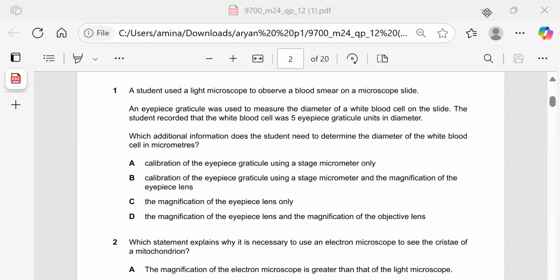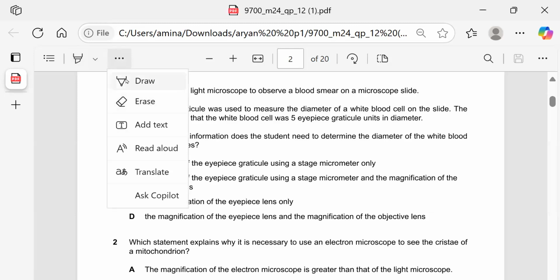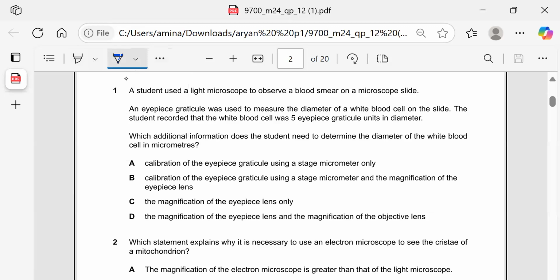So whenever you are doing the MCQs, I would suggest that it's better that you underline the keywords. Over here, the first keyword I'm finding is the eyepiece graticule, and we want to measure the white blood cell diameter. The student recorded the whole white blood cell was 5 eyepiece graticule unit in diameter. I have been given 4 choices.